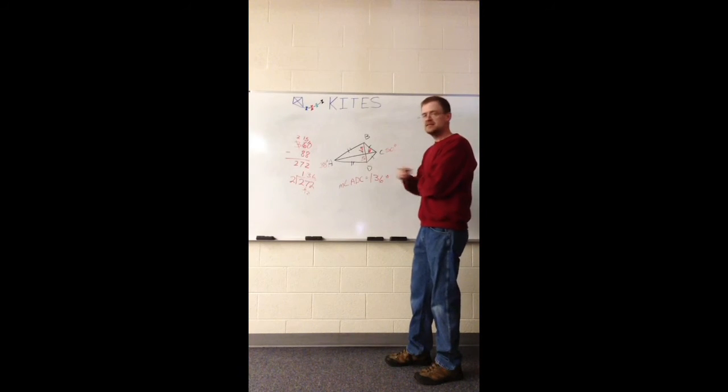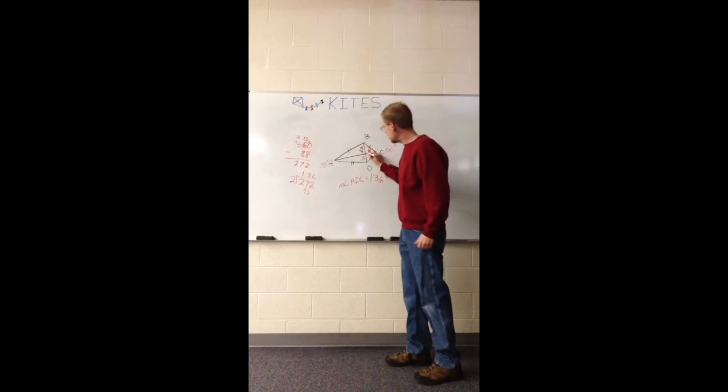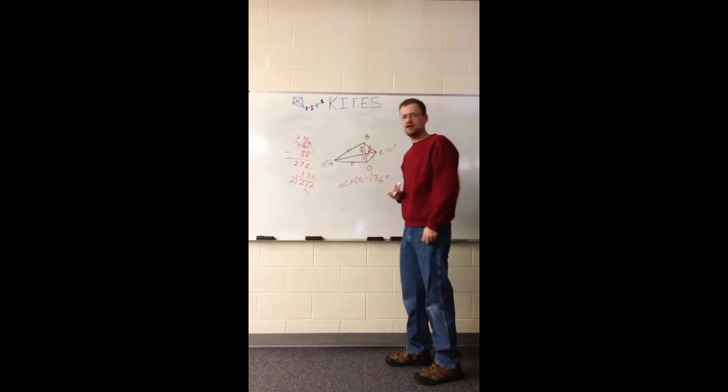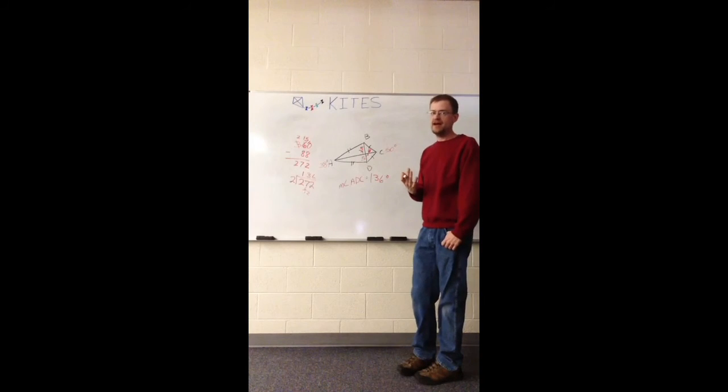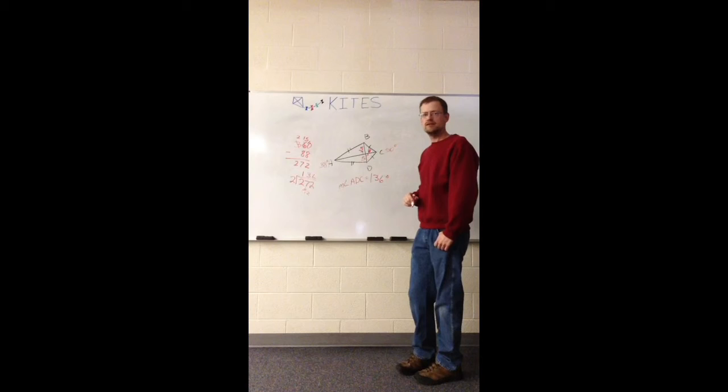We want to find CD. But what else do we know about the diagonals? They are 90-degree angles. What do we have now? We have a right triangle. If we have a right triangle, what can we use to find the hypotenuse? Pythagorean theorem.